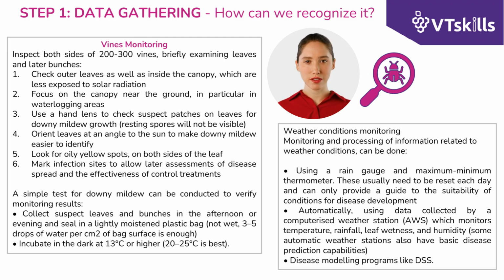It can be carried out in several ways, manually using a rain gauge and a thermometer, recording maximum and minimum values. These instruments must be reset daily and provide only a general indication of the existence and occurrence of conditions for developing the disease. Automatically, using computerized weather stations that record parameters such as temperature, rainfall, leaf wetness, and relative humidity. Some models also include basic disease prediction functions through forecasting models or decision support systems, which process weather data to provide more precise indications of infection risk and treatment timing.